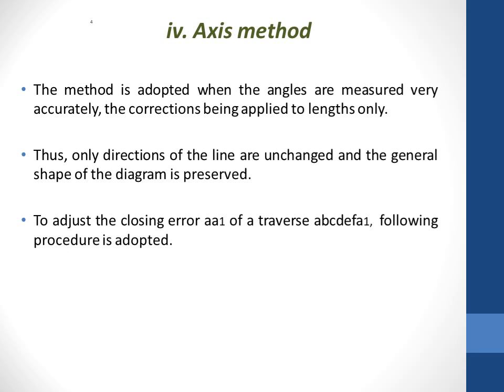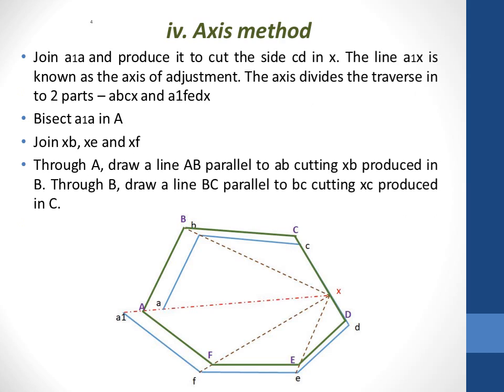To adjust the closing error A1 of a traverse ABCDEFA1, the following procedure is adopted. Let us see the figure first. In this figure, small letters A, B, C, D, E, F, A1. This is the actual traverse. So obviously the initial point and the last point are not coinciding. So there an error exists, that is the closing error, that is A1.